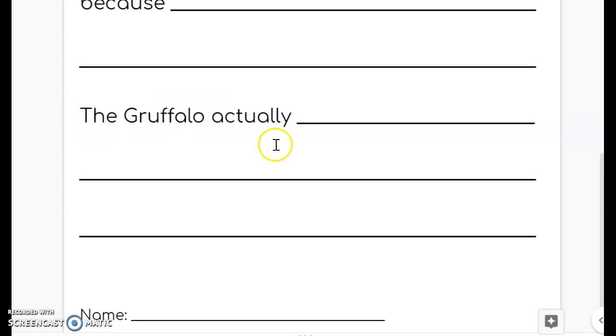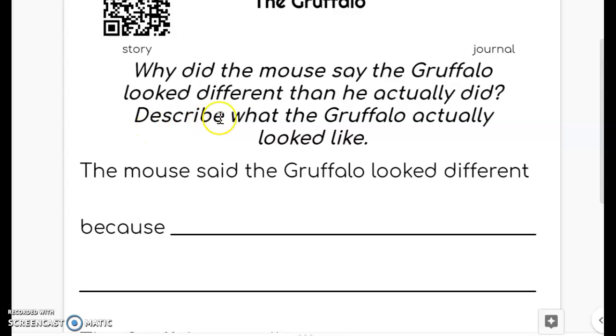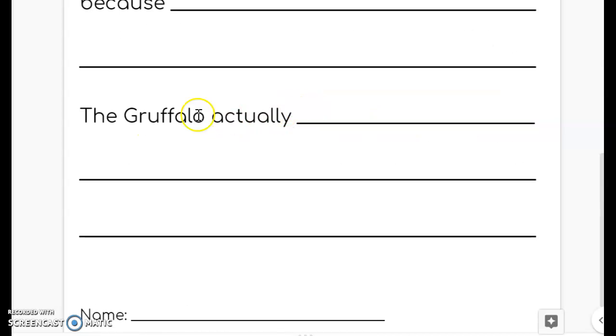The Gruffalo actually... And in this sentence, you're describing what the Gruffalo actually looked like. So if you need to go back and listen to that part and watch that part again in the book, you can. But here in this sentence, you're describing to me what the Gruffalo looked like.